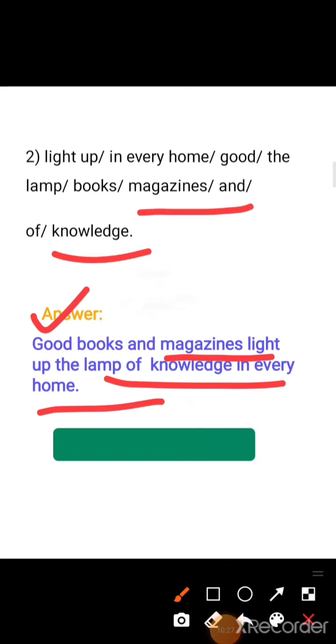Sentence reordering is very easy. Students, you just have to practice it by yourself.